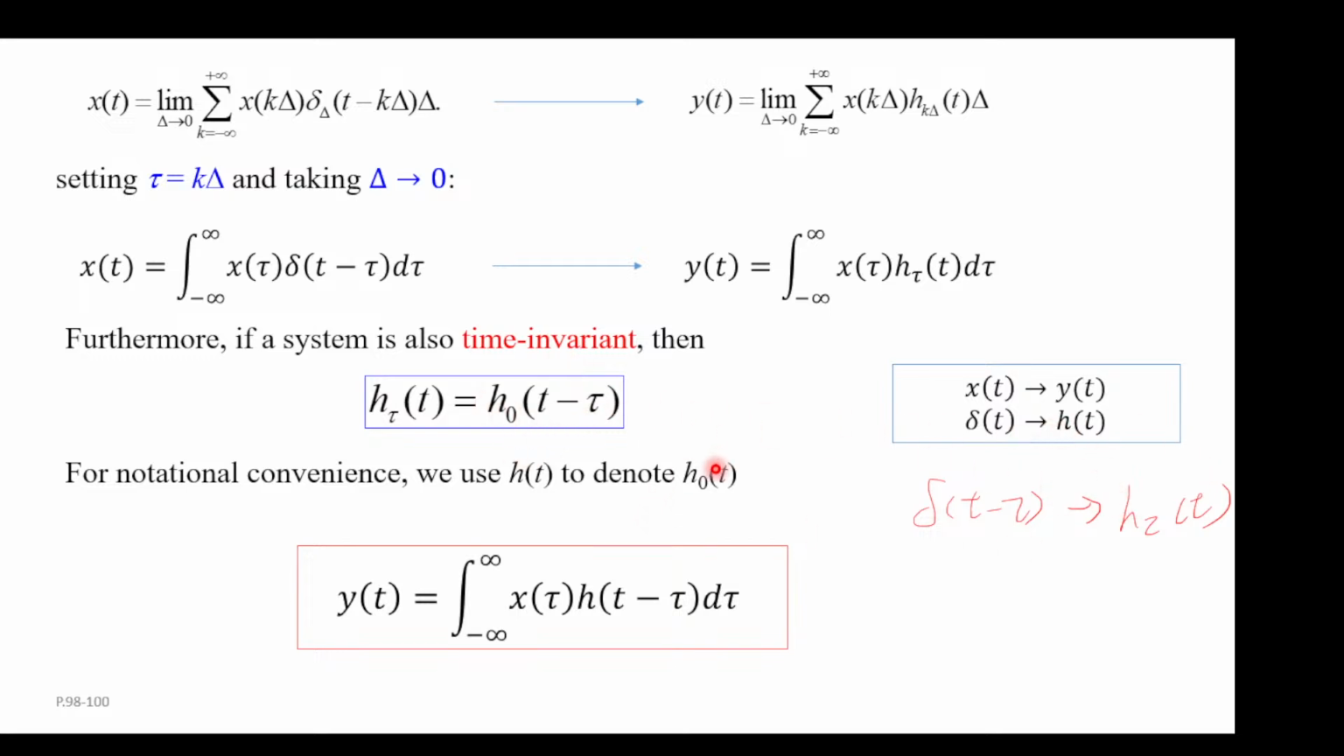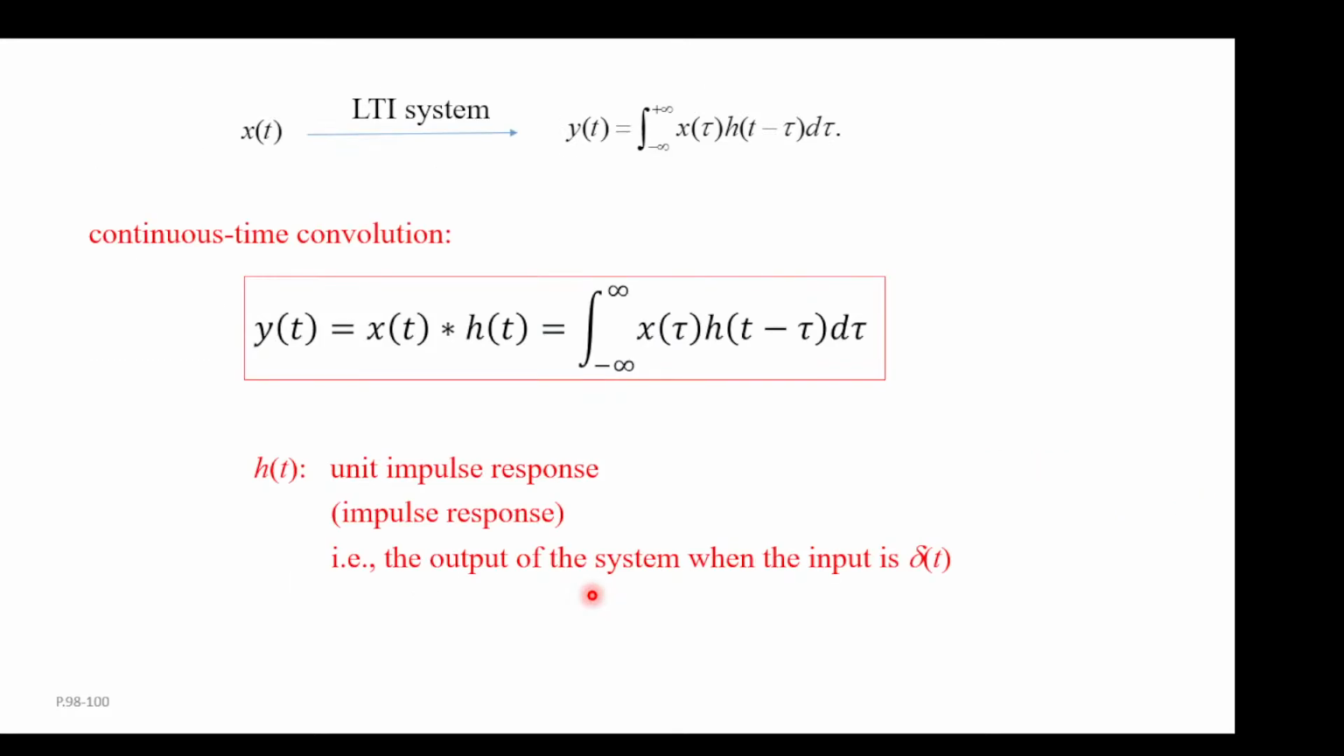Just like in the discrete case, we call this h sub 0 of t simply h of t. Swapping everything back, we finally get our convolution expression for the output of an LTI system. So y of t is the integral from minus infinity to plus infinity of x of tau times h sub tau of t, which becomes h of t minus tau, d tau. This is the continuous time convolution, and we followed a derivation similar to discrete time.